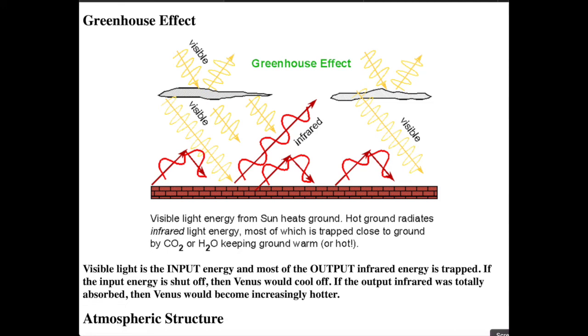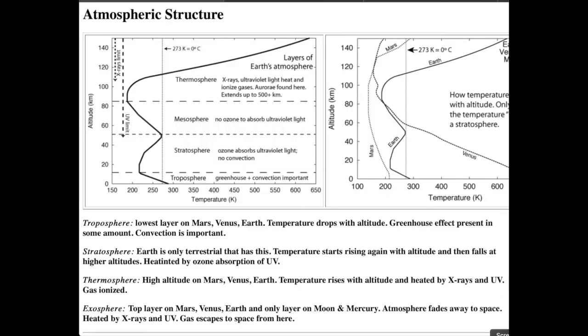A balance is reached between what is coming in and what is going out. A little greenhouse effect is necessary to keep our oceans from freezing, but too much greenhouse effect is not good. We'll talk about Venus a bit later.